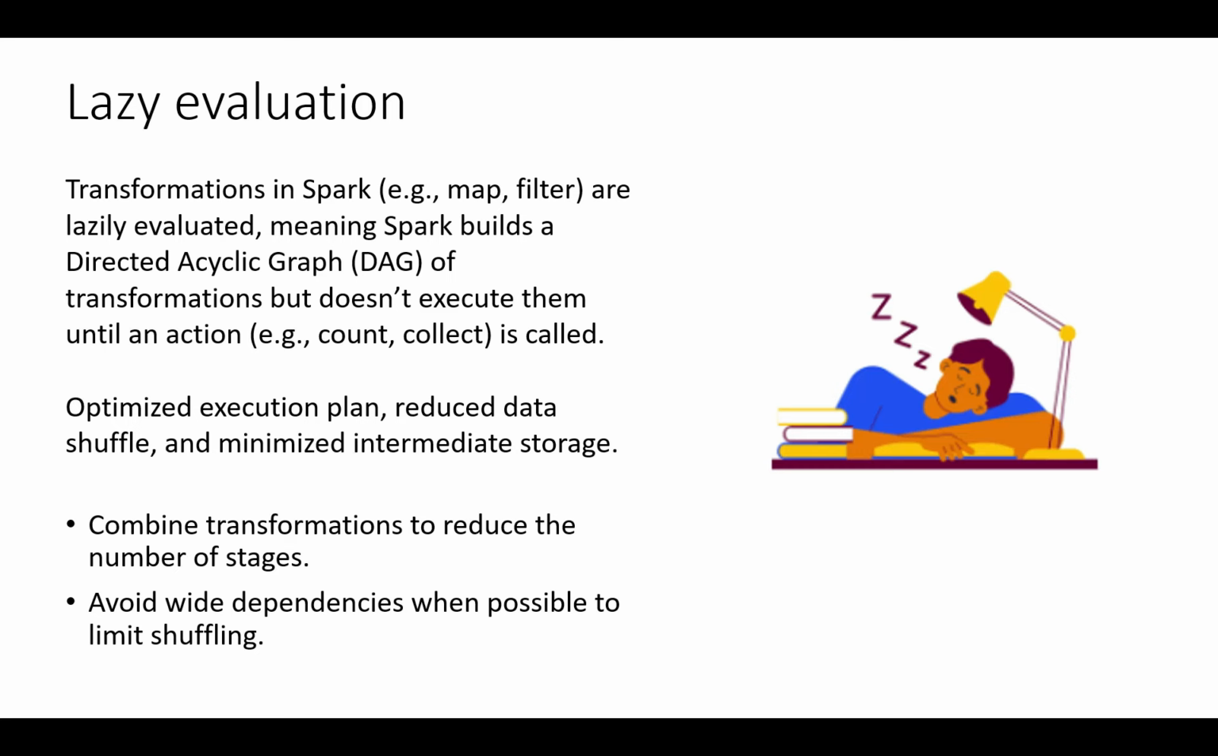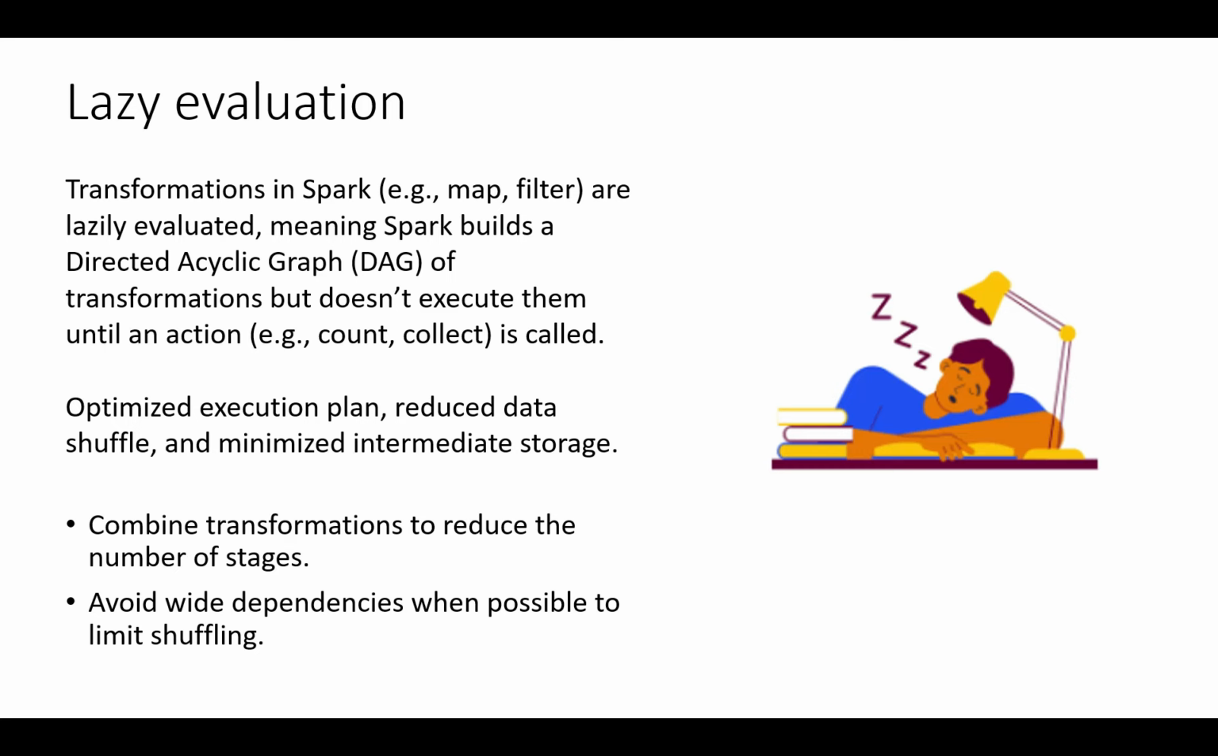Which means this is a very optimized execution plan. Why? Because it will reduce our shuffles and intermediate data storage. Until we encounter an action, Spark is just going on reading all the transformations and then it decides how it can club or combine those transformations so that it can reduce the number of stages. It can reduce any data shuffling.